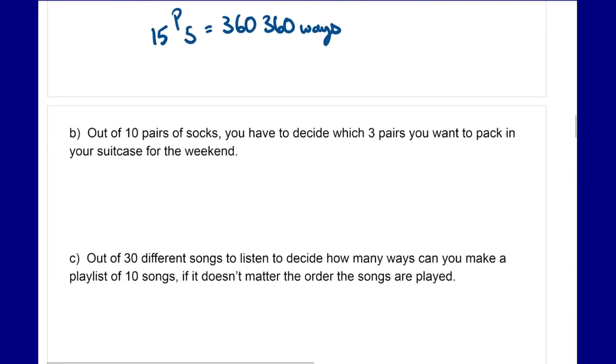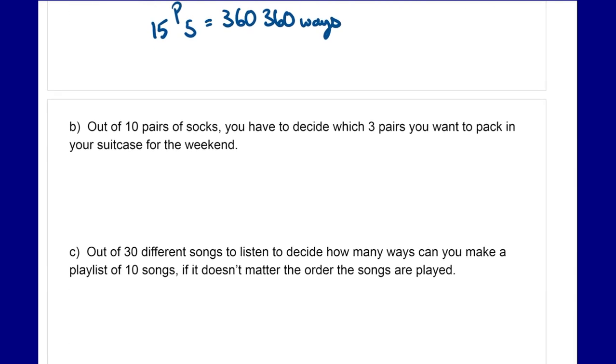B: out of 10 pairs of socks, you have to decide which 3 pairs you want to pack in your suitcase for the weekend. So does it matter which pair of socks you pick first? Does that order differ if you went black, red, green? Is that different from green, red, black? Not when you're packing, right? The order doesn't matter when you're putting the socks into the suitcase. You're not talking about how you're going to wear them. You're just saying, how many groups of 3 can I make out of 10?